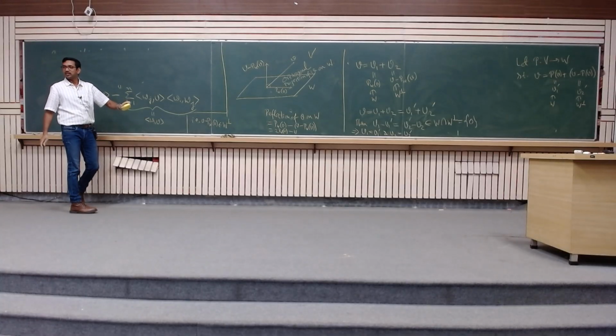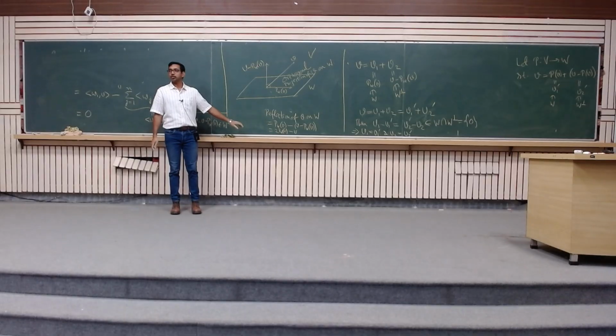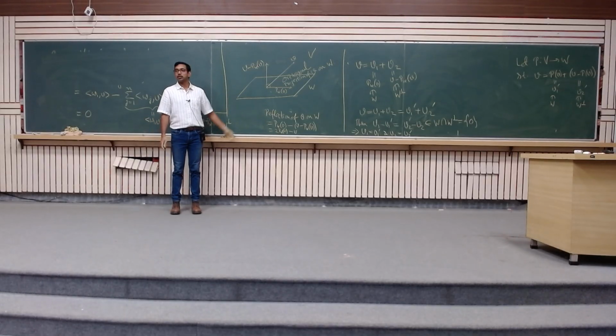Okay. Let's stop here then. We stop with the orthogonal projection and the reflection of V on W, and we begin from here in the next class.